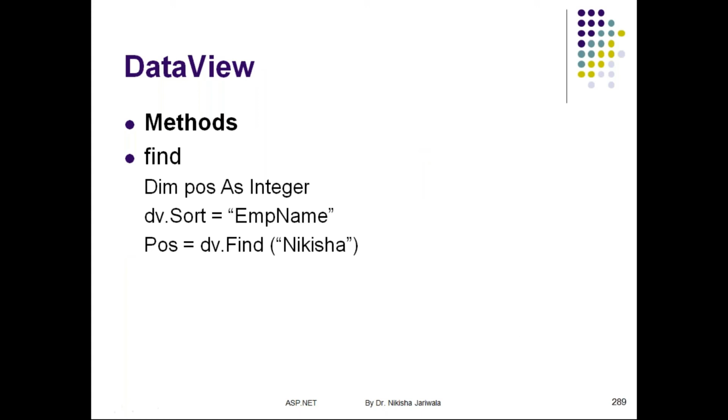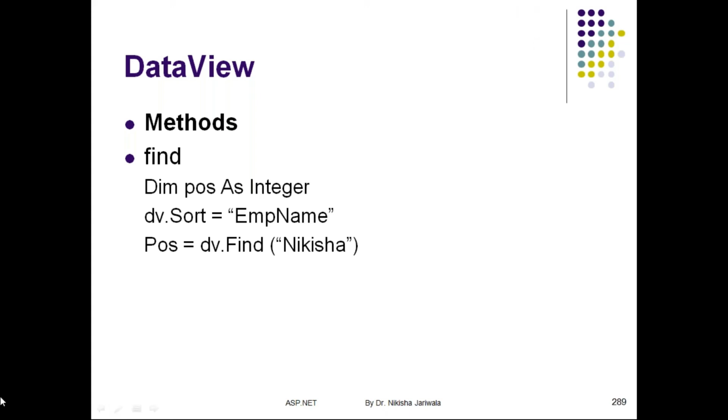Now there is one method, the find method, which is used for searching. And how can we do that? First of all, we need to consider that the column on which we are performing the search operation should be in sorted order. Again I repeat, the most important thing to consider is that the column from which we want to find something should be in sorted order.